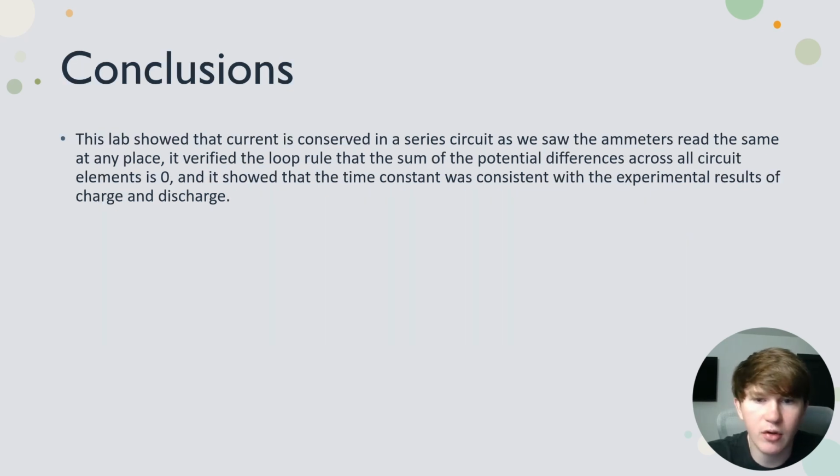So this lab showed that current is conserved in a series circuit, that the loop rule is true, that the sum of the potential difference across all circuit elements is 0, and it showed that the time constant is consistent with the experimental results of charge and discharge.